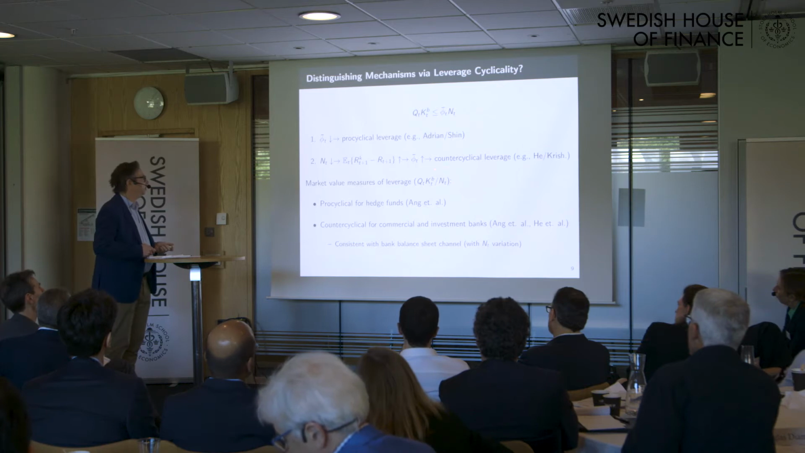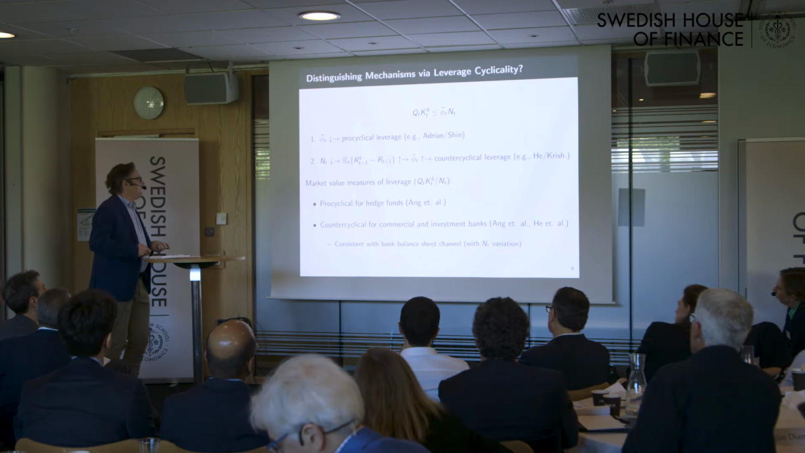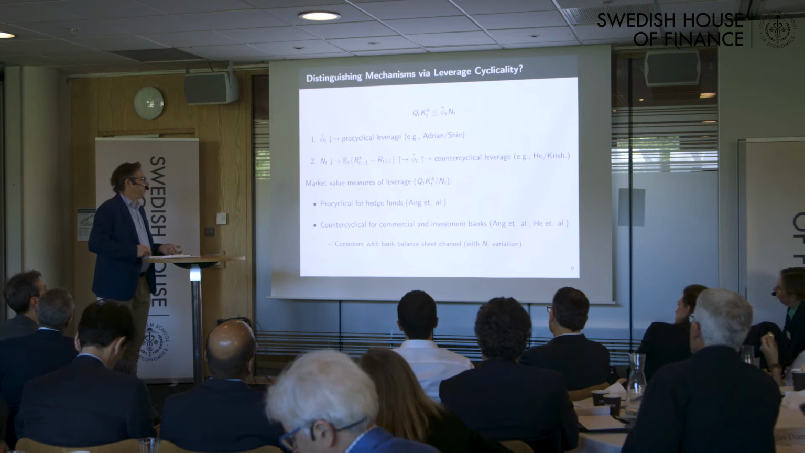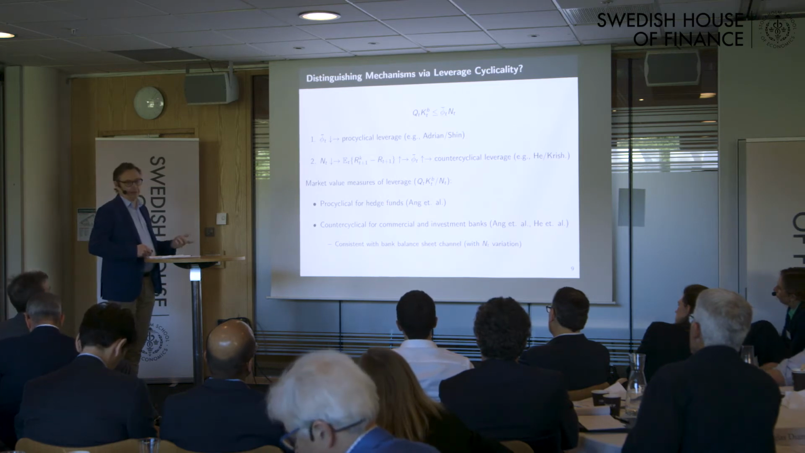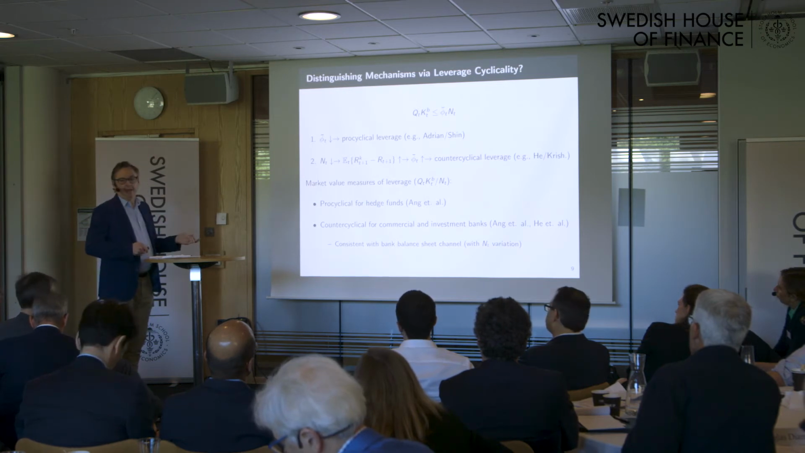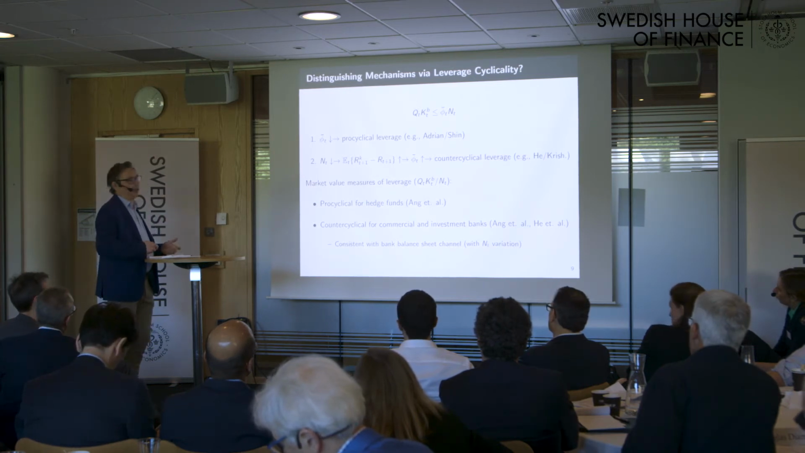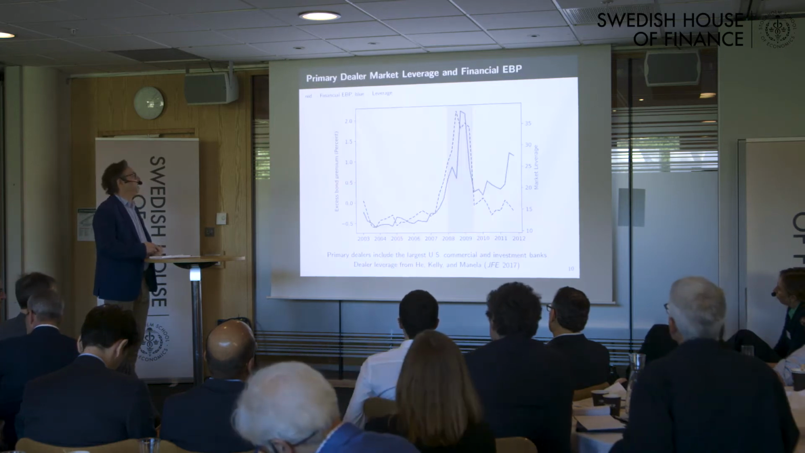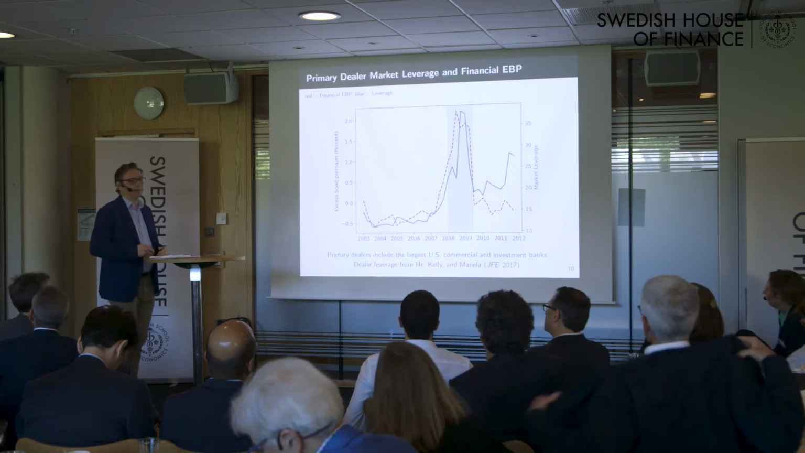Now, market value measures of leverage suggest both are present. If you look at hedge funds, you find, in fact, pro-cyclical leverage. On the other hand, if you look at commercial banks and investment banks, you see countercyclical leverage. And I'll show you a picture in a second. But the object of my interest is banks, so this kind of balance sheet channel with N t variation is going to be relevant to banks. And I'm going to show you a picture that I didn't realize Darrell Duffie was going to show yesterday, but it's the same picture.